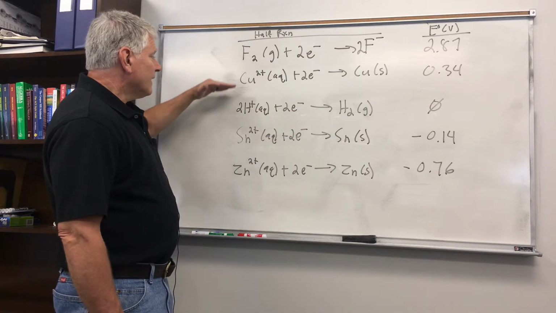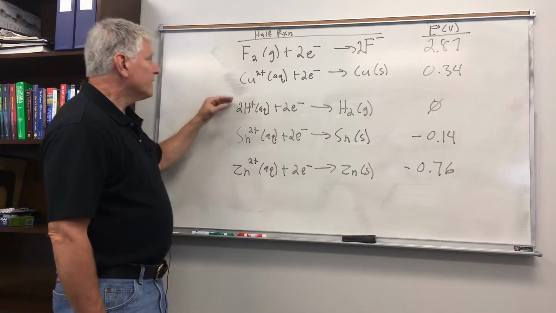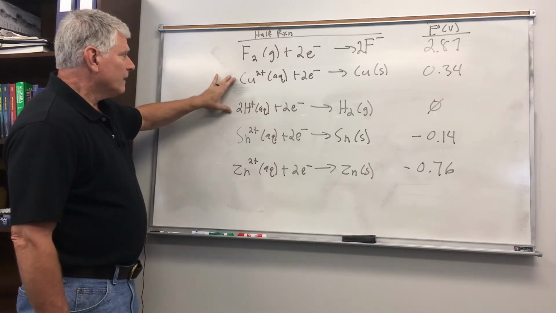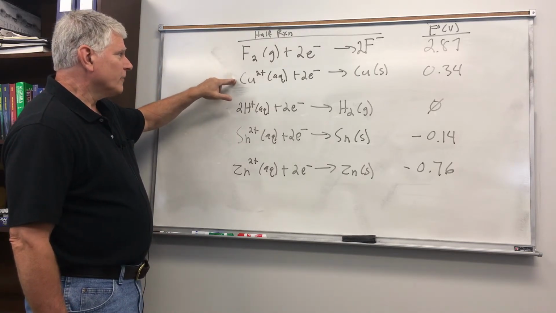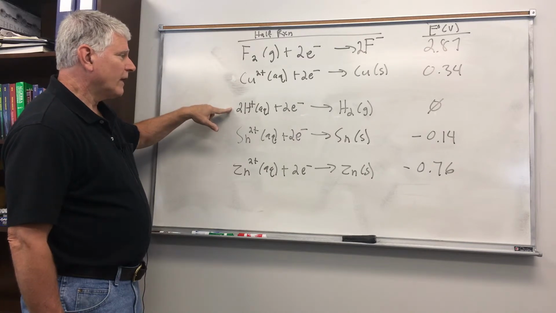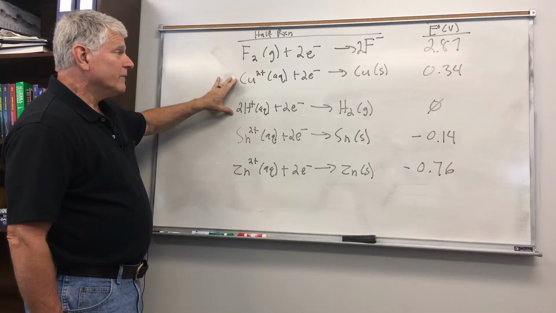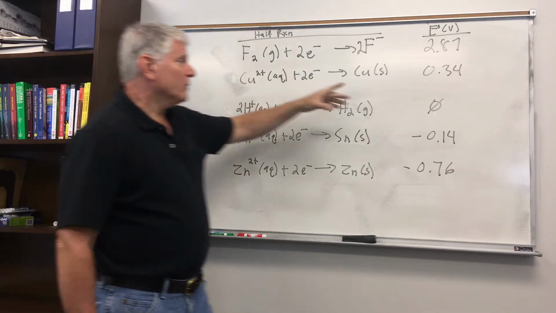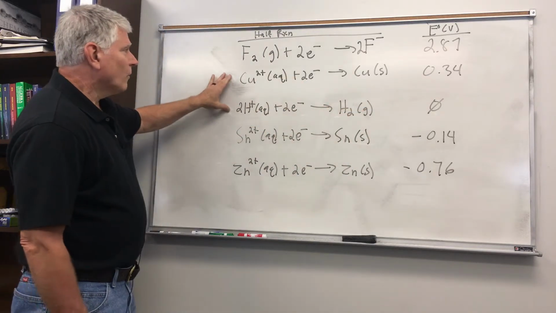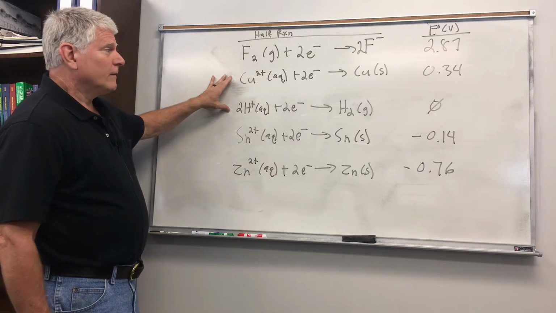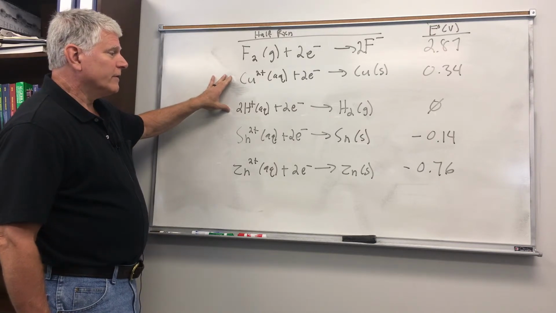So these are the half reactions, and if we put, say, the copper 2 plus reduction in one side, and the standard hydrogen electrode in the other side, and measured the cell potential, it would be 0.34 volts. Everything's relative to the standard hydrogen electrode.